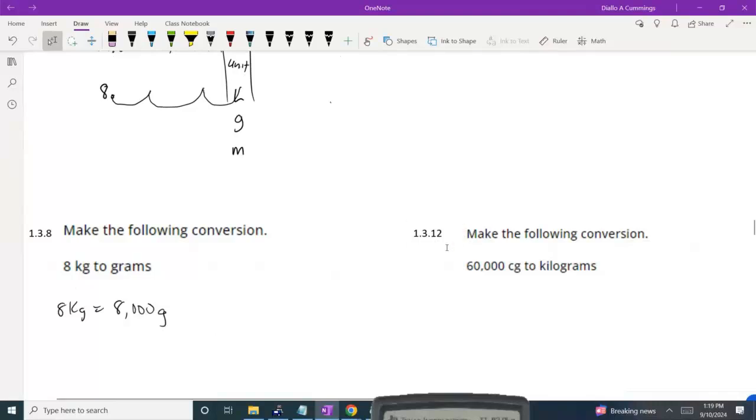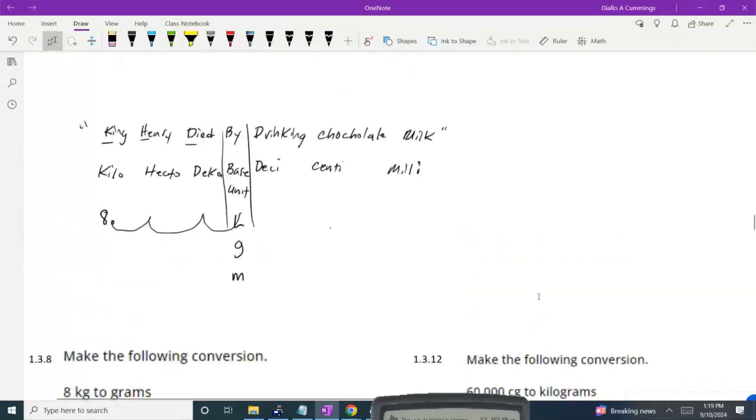Depending upon which way you move in the chart, you want to add that amount of zeros in your actual number. All right, number 12 says 6,000 centigrams to kilograms. All right. So my base unit is grams. I'm going to find centigrams, which is here, and I'm going to put in 60,000.